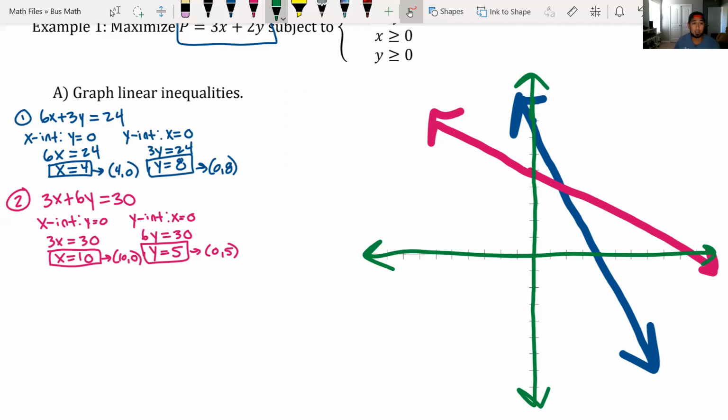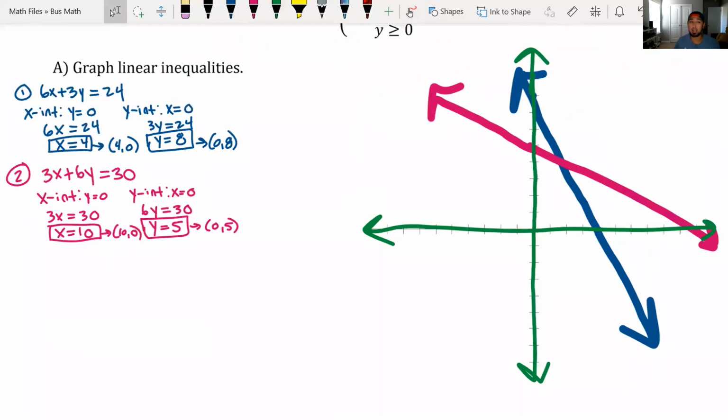Now let's go ahead and shade, right? Which means we're going to need a test point. And again, we don't care about the green line. We only care about the blue and the red line. So we want to pick a test point either above or below both lines. And again, the easiest point to pick that's been working out for all of us is 0, 0. So we'll pick 0, 0.